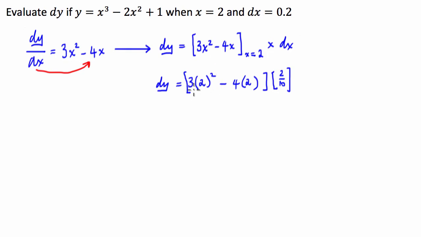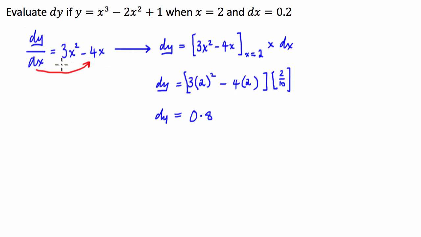Cool. So what do we have here? We've got 12 minus 8 is 4. 4 times 2 is 8. So dy is going to be equal to 8 over 10 or 0.8. Cool. So basically, guys, this isn't a very complicated problem if we understand how to manipulate the derivative that we get initially.